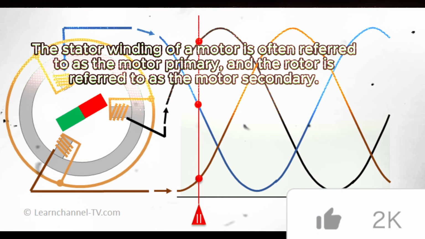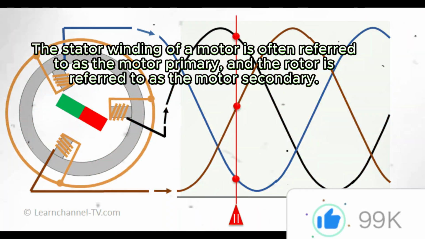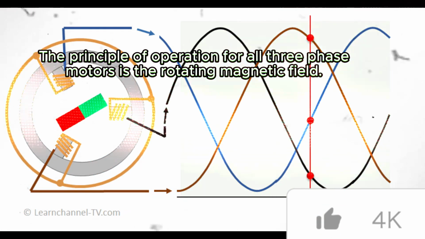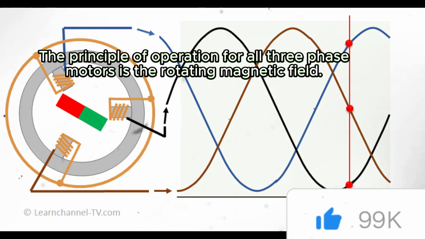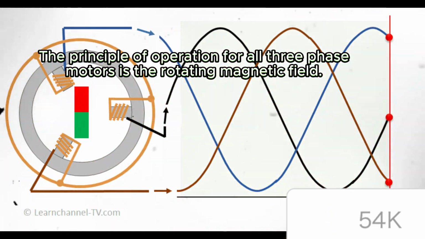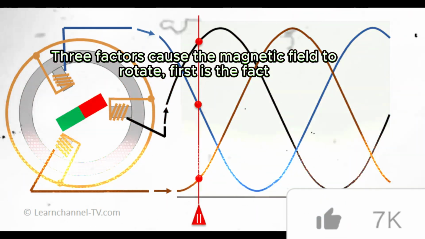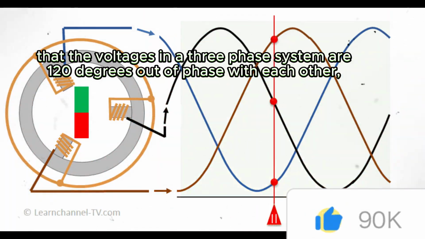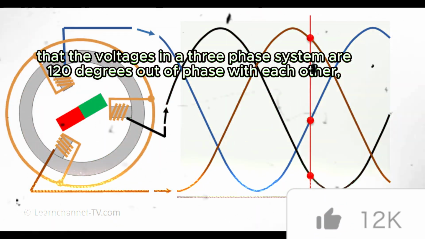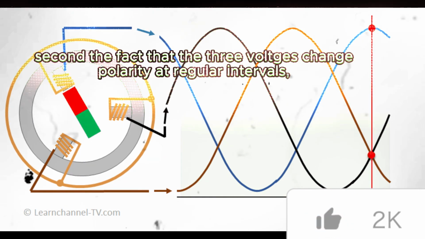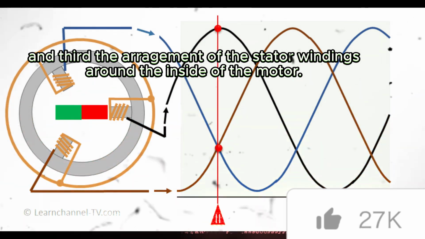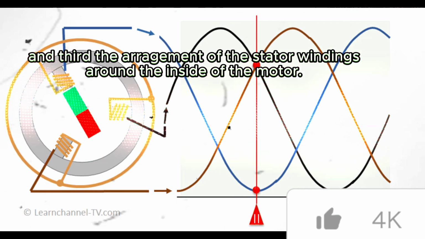The stator winding of a motor is often referred to as the motor primary, and the rotor is referred to as the motor secondary. The principle of operation for all three-phase motors is the rotating magnetic field. Three factors cause the magnetic field to rotate. First is the fact that the voltages in the three-phase system are 120 degrees out of phase with each other. Second, the fact that the three voltages change polarity at regular intervals. And third, the arrangement of the stator windings around the inside of the motor.